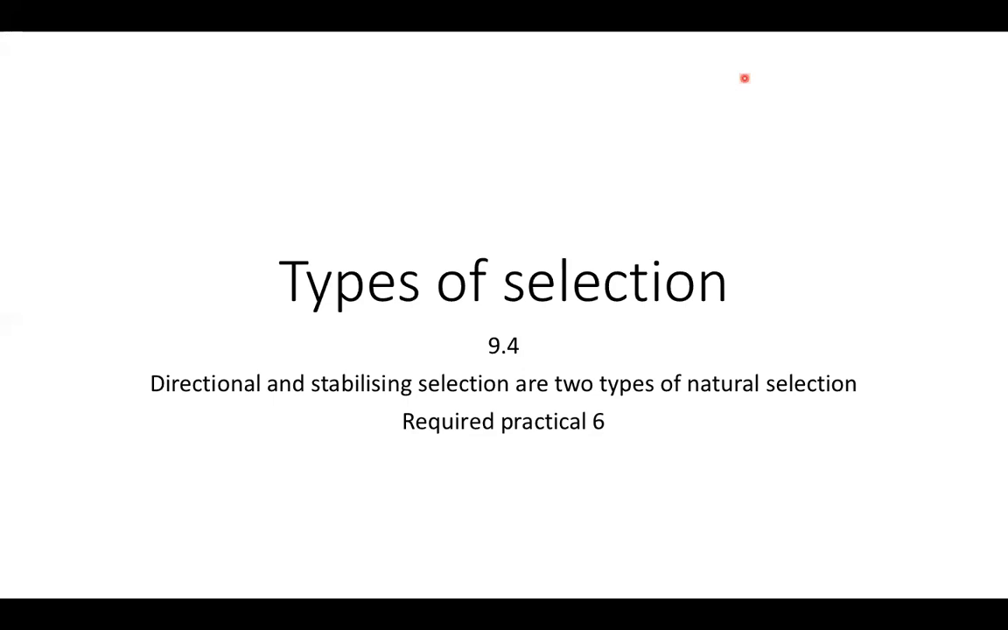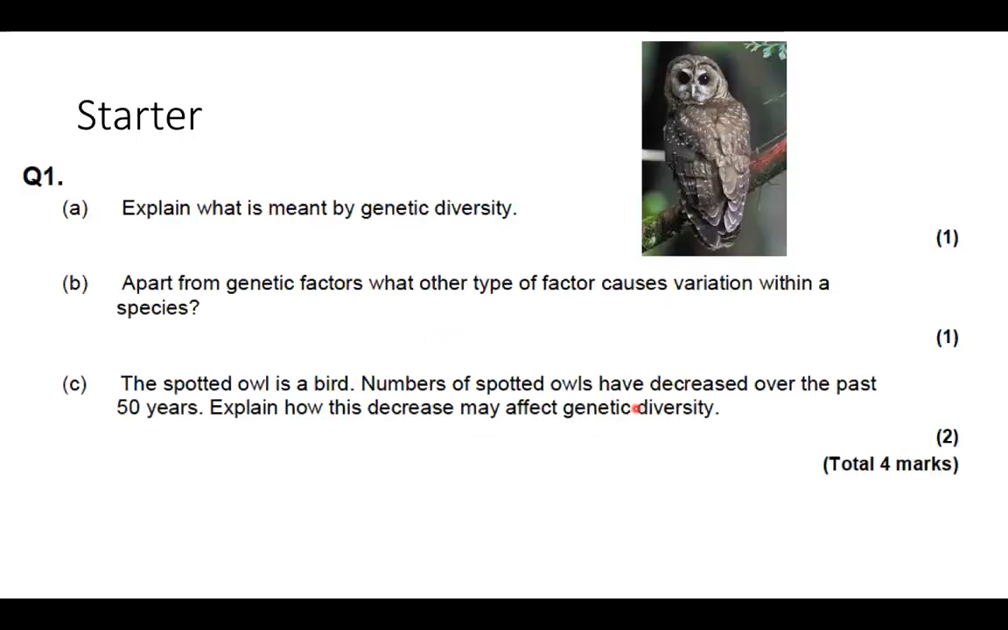One of the key things you need to take away from this lesson today is that directional and stabilising selection are two different types of natural selection. So there is natural selection, which is what we described last week. And natural selection can take the form of directional or stabilising selection. It can also take the form of disruptive selection, which I'll also talk about, but the key ones are directional and stabilising selection.